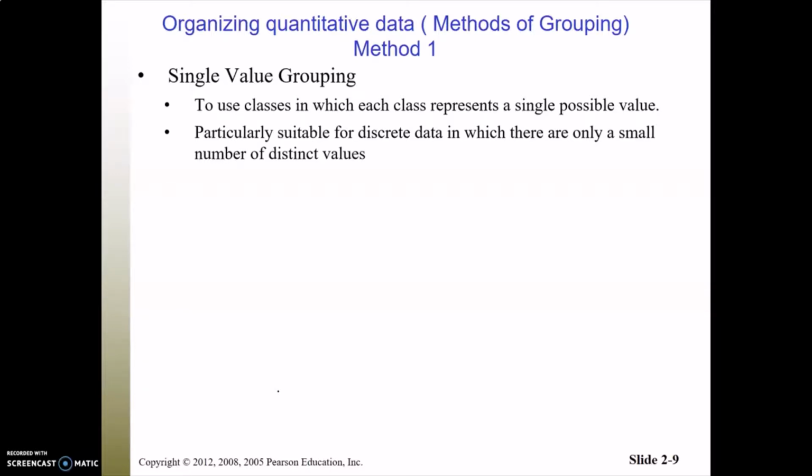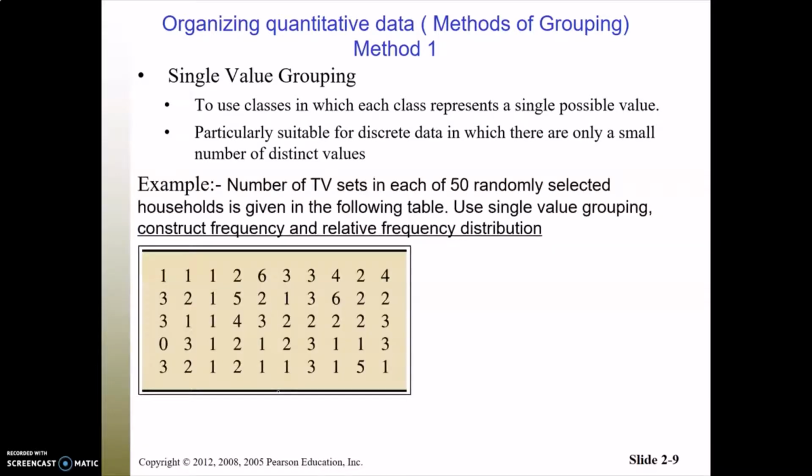All right. Now, in order to understand this, we have an example here. The number of TV sets in each of 50 randomly selected households is given in the following table. Use single value grouping. Note that it's mentioned what type of grouping you have to use, and construct a frequency and relative frequency distribution.